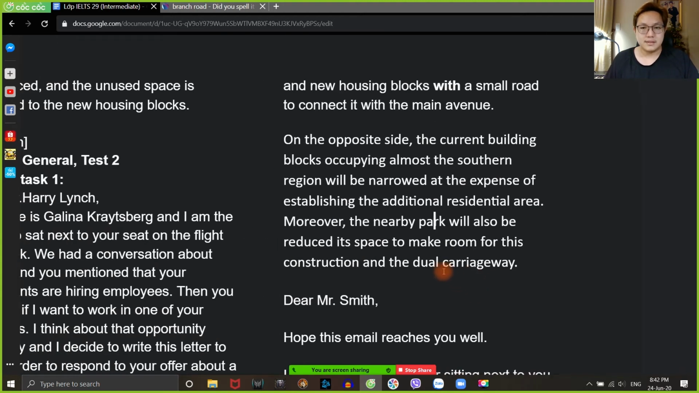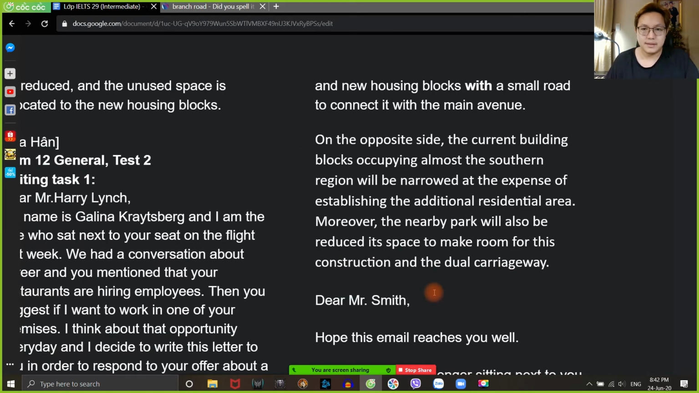Okay, on the opposite side, the current building blocks occupying almost the most of the. Cái này là cái lỗi mà hay phạm phải nè. "Almost the most of the". Nó là "most of the". Cái này là lỗi kinh điển người Việt luôn á, nhìn thấy là biết chắc chắn người Việt. So this is a very typical Vietnamese mistake. Occupying most of the southern region will be narrow, nó sẽ bị làm nhỏ lại.